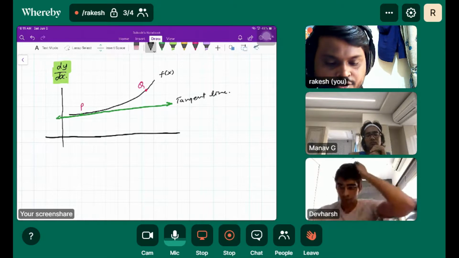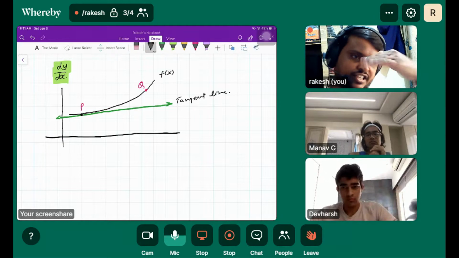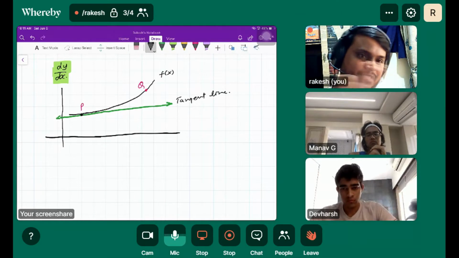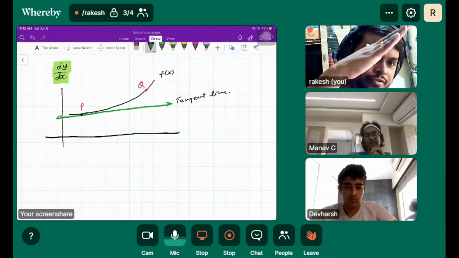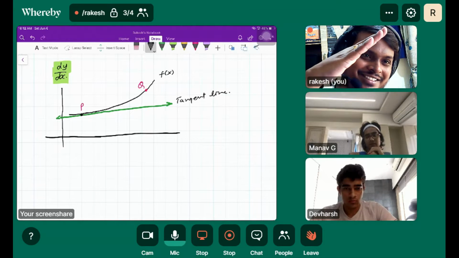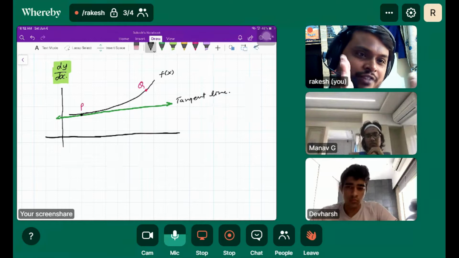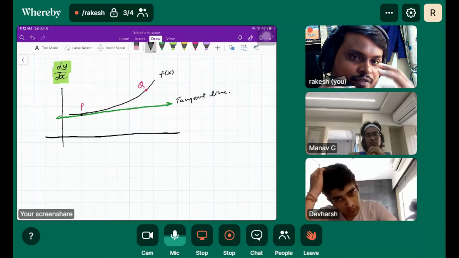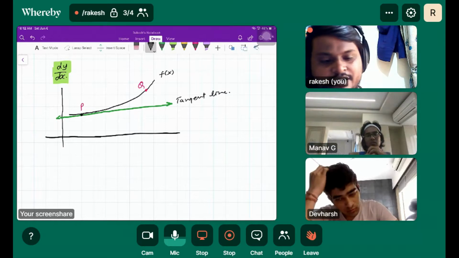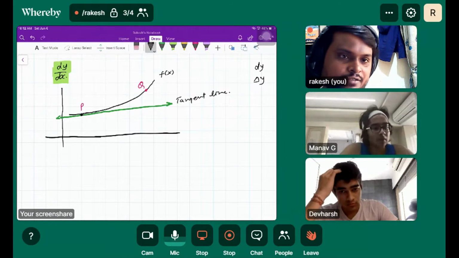Now do you agree with that? The change in the function with respect to x is the same as the tangent line. Do you agree? See, the change in the function from p to q. You have to understand one thing: P and Q are very close. My point is, what we are figuring out here is what is dy and what is delta y.